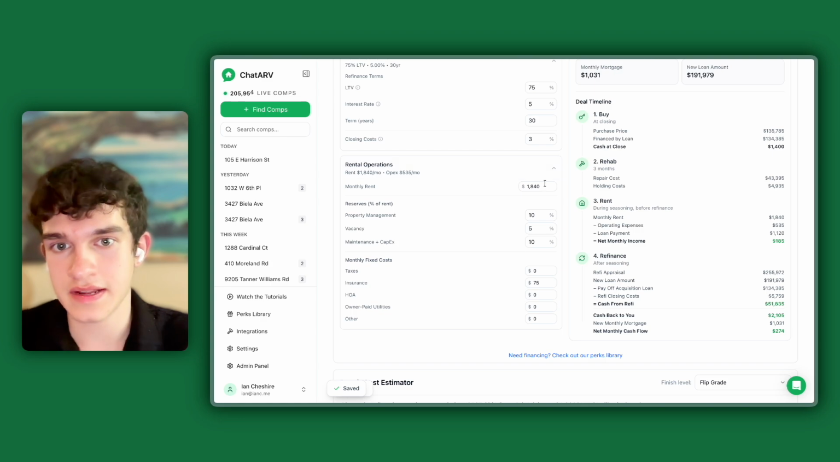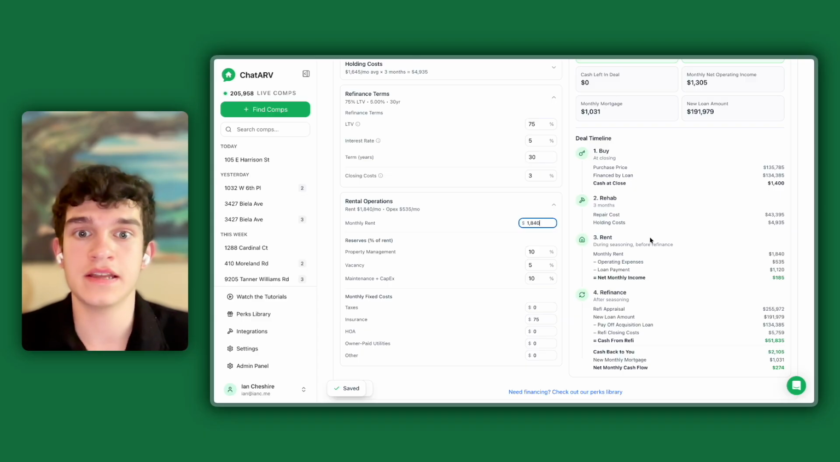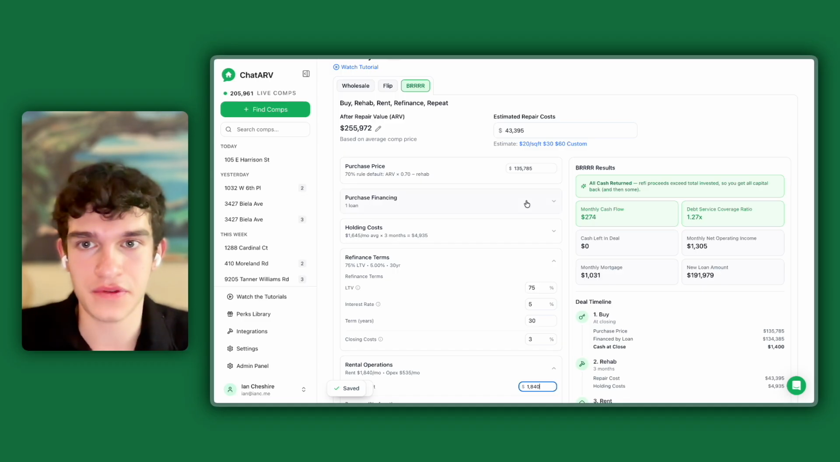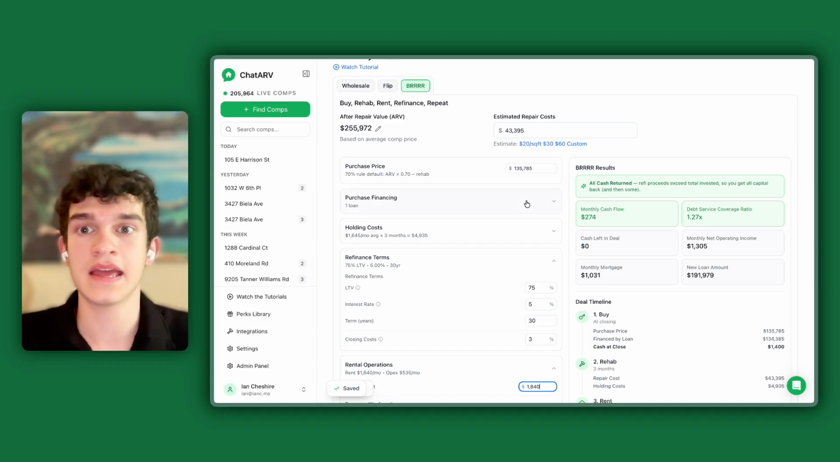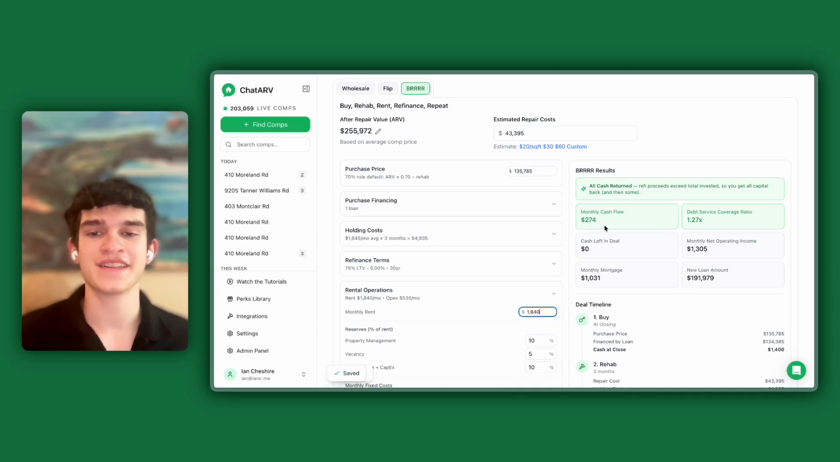If you think we got the rent estimate wrong, you can change it here, but this deal would work better in an area with higher rent. Sometimes you can also get higher rent by doing a short-term rental, but this deal can be really good because you have a cash flowing asset, you took money out of it, and now you can put it into another property, which you can BRRRR. So that's how to calculate your wholesale, flip, and BRRRR offers on ChatARV.